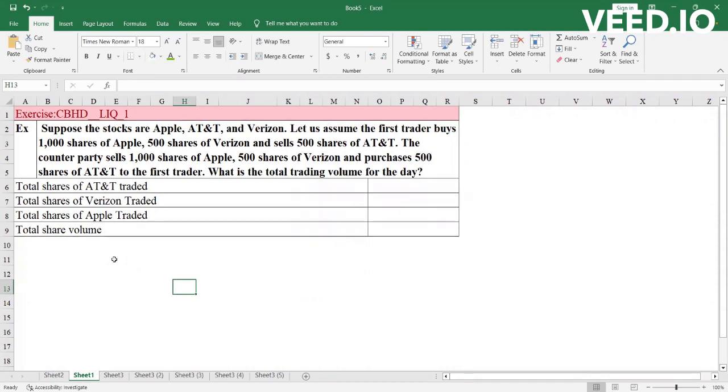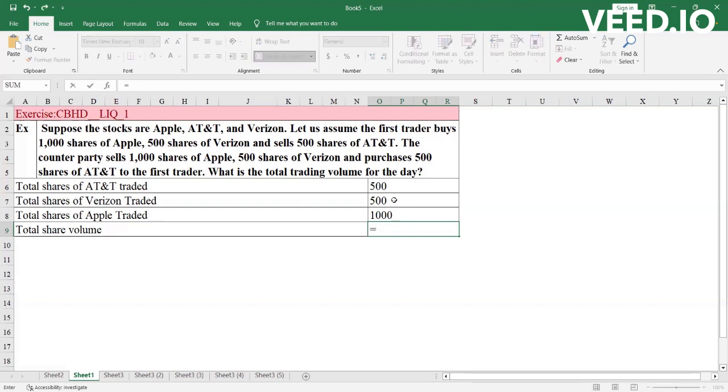Now, how many shares of AT&T changed hands? From one seller to the other, how many shares moved? So the total shares that moved were 500. Similarly, the total number of Verizon shares traded: again, 500 shares of Verizon changed hands, and 1,000 shares of Apple changed hands. So the total shares that changed hands in that market for that time period was the sum of these.